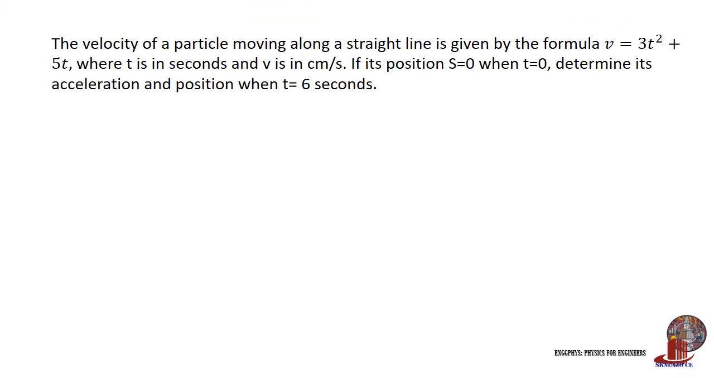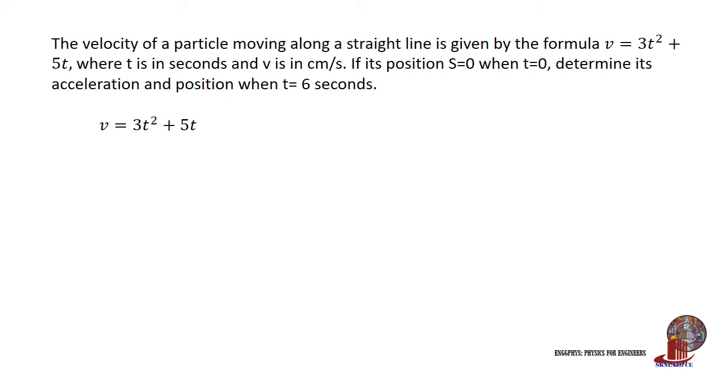Let's take an example. The velocity of a particle moving along a straight line is given by the formula v is equal to 3t squared plus 5t, where t is in seconds and v is in centimeters per second. If its position s is equal to 0 when t is equal to 0, determine its acceleration and position when t is equal to 6 seconds.